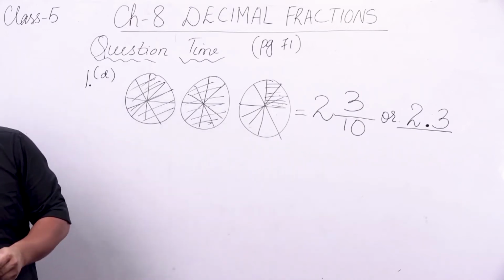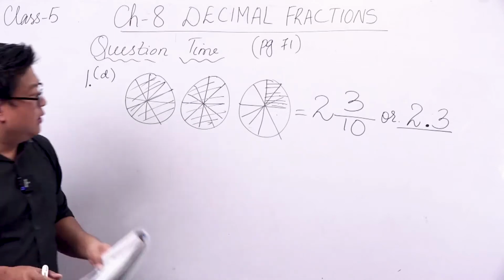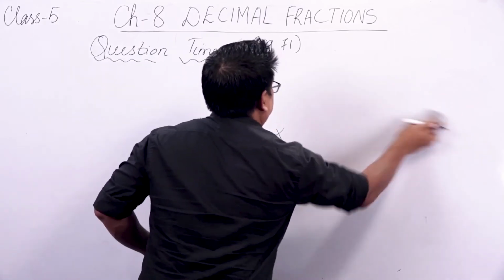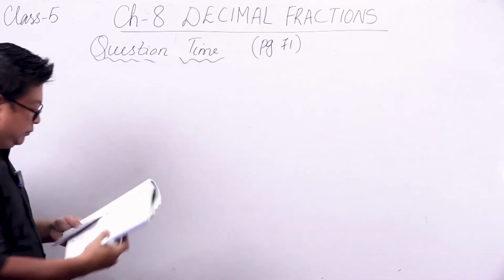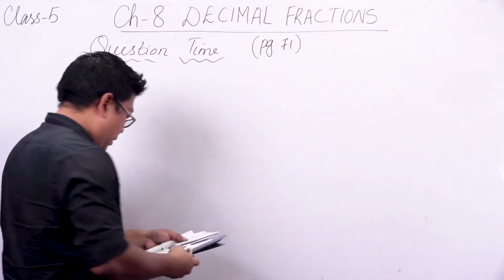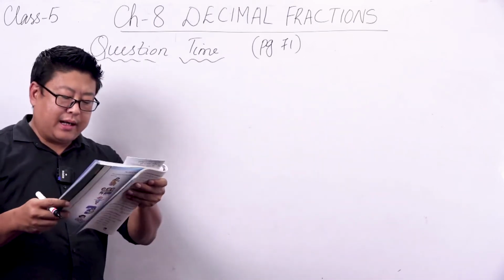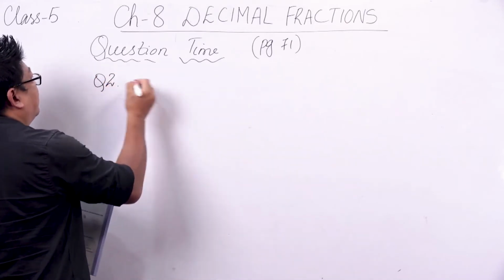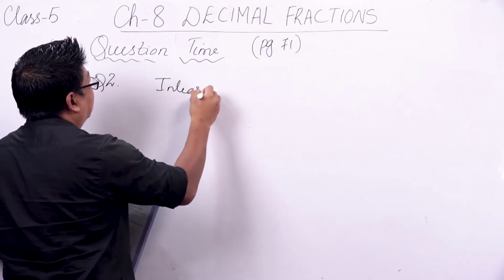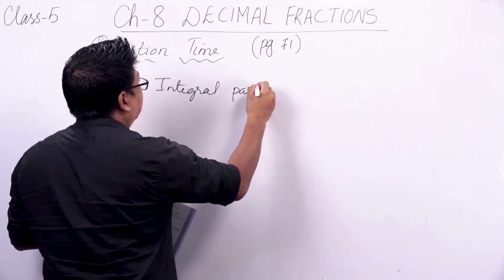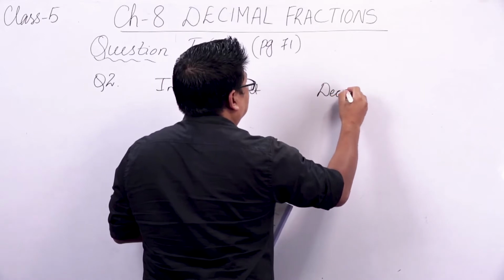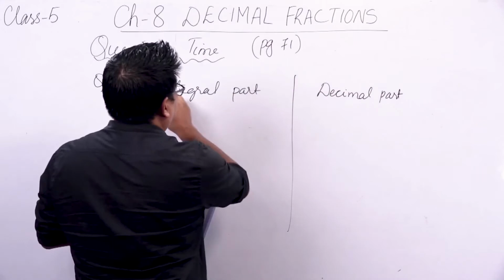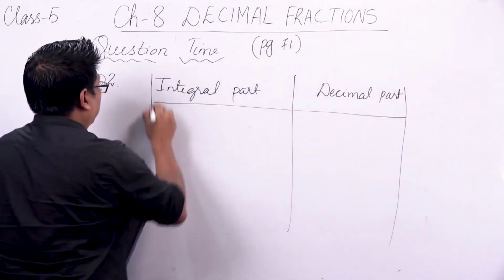Let's look at the second part. Question number 2. Write the integral part and the decimal part of the following numbers. So, question 2. We have to write the integral part and decimal part of the numbers given. So I will do all the questions together at one go.